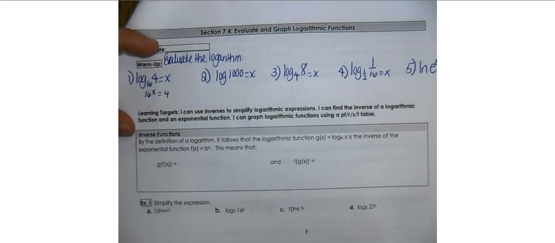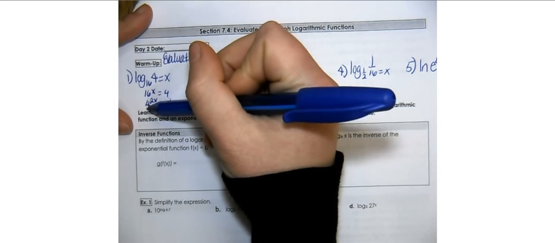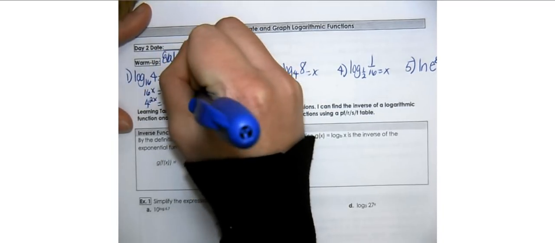I strongly recommend that you change both of the bases to be the same number. And I know that 16 is really 4 squared, so that's 4 to the 2x is equal to 4 to the 1st. So when you have the same base, we set the exponents equal to each other. So 2x is equal to 1, dividing both sides by 2, x is equal to 1/2. And that is your answer, x equals 1/2.